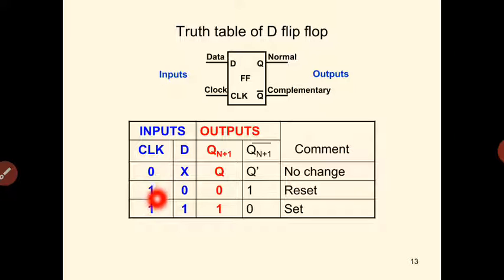So whenever clock is equal to 1, if D is 0, then the present output will be 0. If D is 1, then the present output will be 1. And if clock is equal to 0, irrespective of the D input, output Qn+1 will be equal to Qn. No change in the output state whenever clock is equal to 0. Again, clock is nothing but the enable pin for any flip-flop. Whenever clock is equal to 0, the flip-flop is not enabled, so the present output will be equal to its previous output.